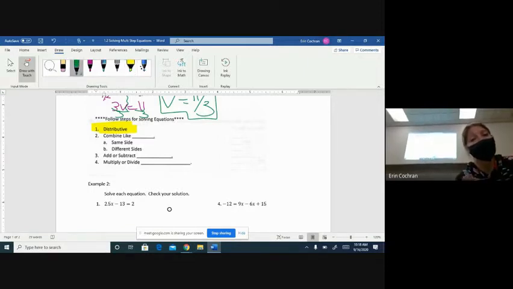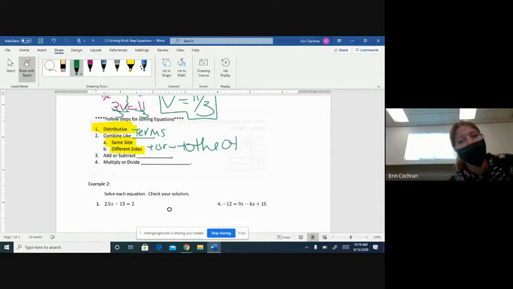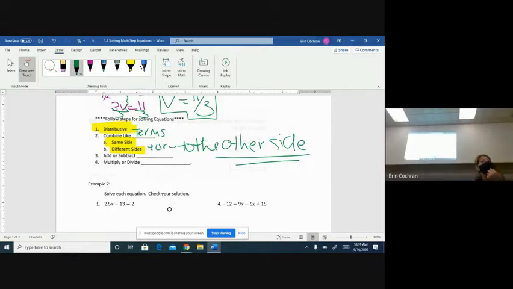Now, after you distribute, we're going to see, do we have any like terms? Okay, if we have like terms like 2x and 3x, or constants like 4 and 5, okay? If they're on the same side, we're just going to follow what it says. So if I have like 2x plus 3x, what would we get? 5x, right? Now, if they're on different sides, okay, this is where we either add or subtract it to the other side. And we do its opposite, okay?